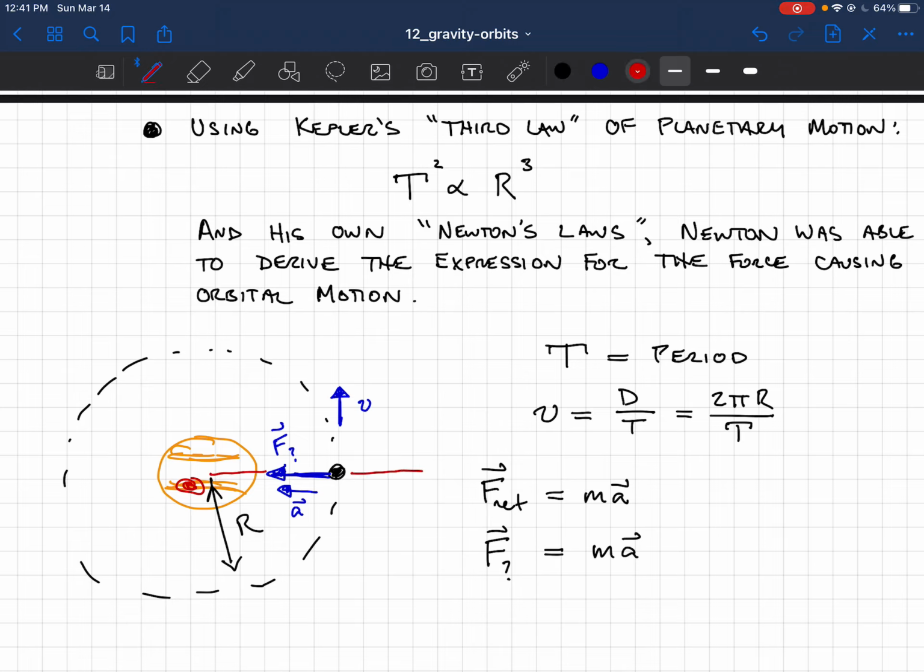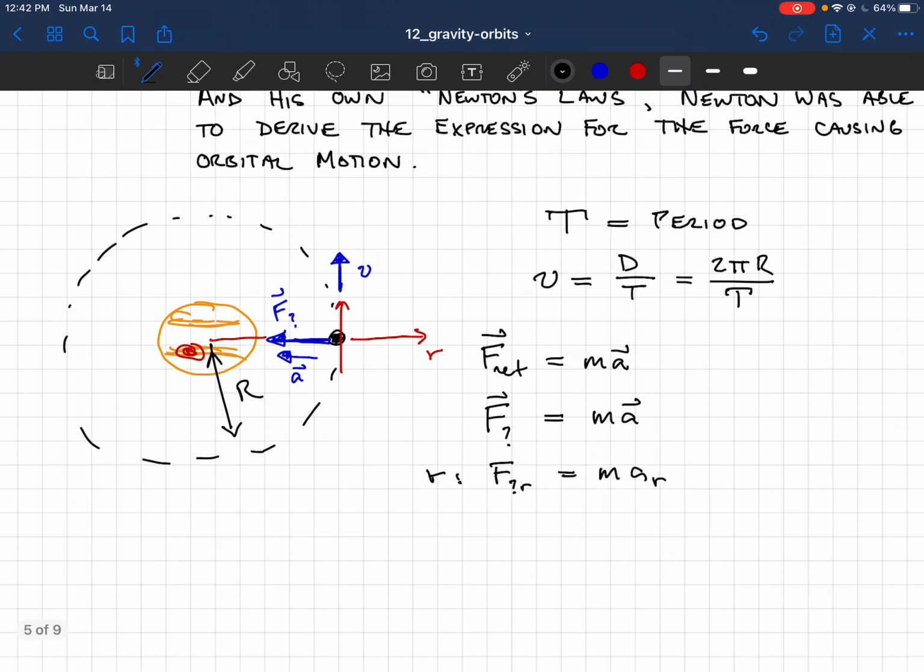So we could find the center of the circle and draw the radial axis. There's one more axis there, the tangential axis. We can break up our equation into the radial equation. So we get F question mark radial is equal to ma radial. Well, first of all, let's write this out. This is minus the magnitude of that unknown force. And a_r, we know, is minus v squared over r.